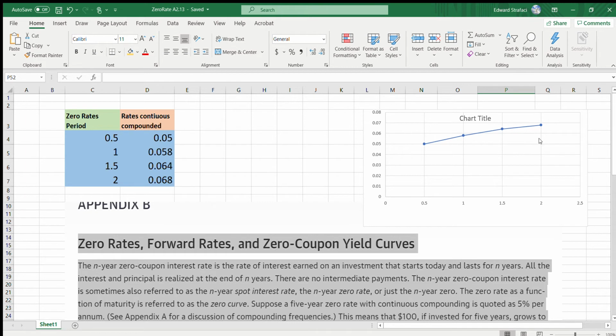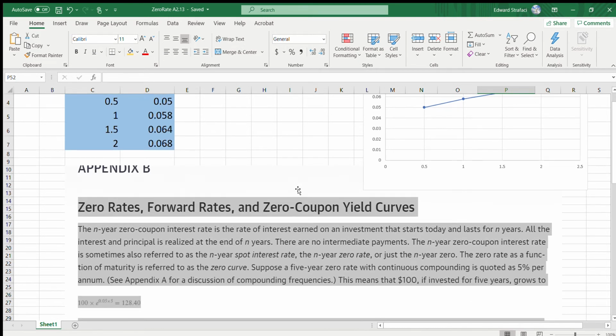And we could plot this on a curve, and I did that by inserting a curve and highlighting these, and I created a chart. And I can name it, but I didn't do anything fancier than that. But that's what the curve would look like. I get a yield curve, right? The zero rate is a function of maturity, and it's referred to as the zero curve.